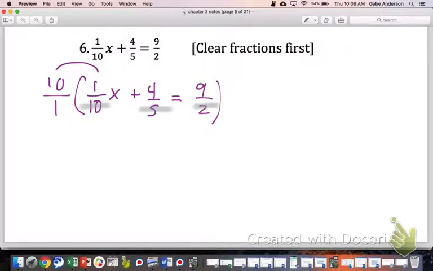If I multiply here, 10 over 1 times 1 over 10, don't we just multiply the numerators together and then the denominators together? So I would get 10 over 10 x. That's pretty happy because in the next step, what's going to happen with 10 tenths? It's 1. The next one, I'm going to multiply this 10 over 1 times the 4/5. And just like before, I'm going to multiply the numerators together and then the denominators together. 10 times 4, 40. And 1 times 5, 5.